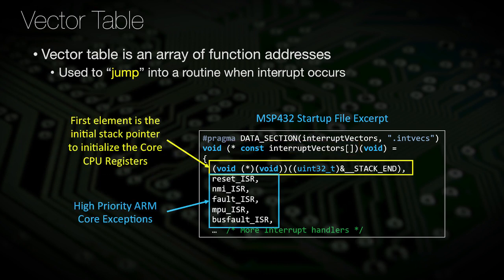Then this array is initialized to every function that is being used for the interrupt vectors. The vector table starts with the initial stack pointer and then the highest priority exceptions like the reset interrupt, the non-maskable interrupt, and the various fault handlers. Further down, there are general peripheral interrupt routines as well as ones that are not defined for this architecture. We will go into more detail on how the CPU uses this vector table in future interrupt lectures.